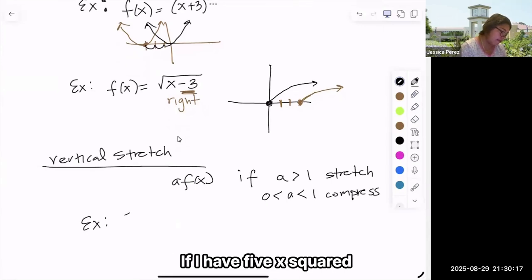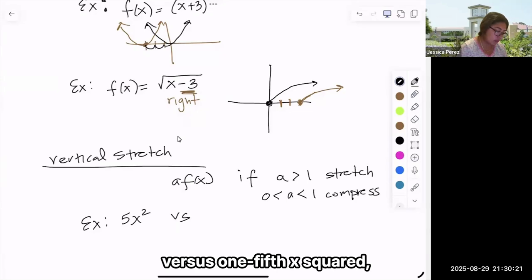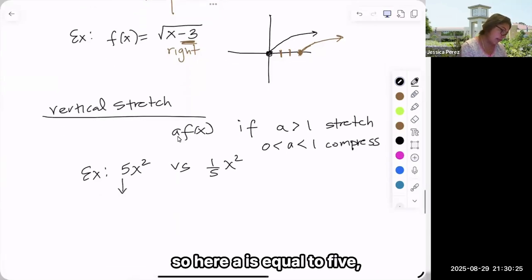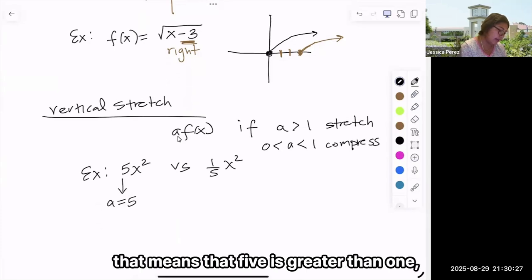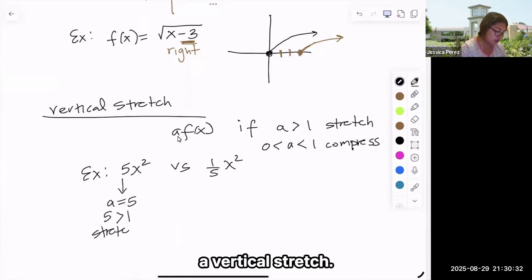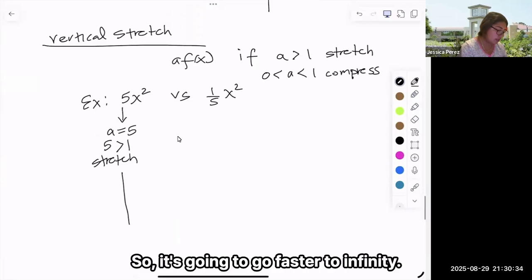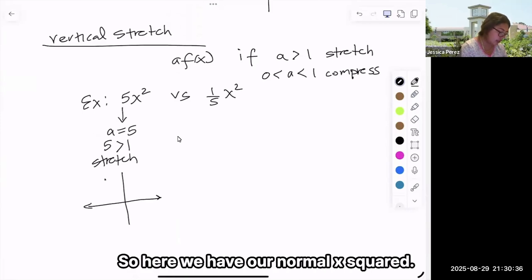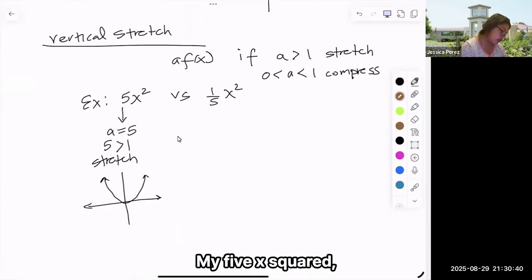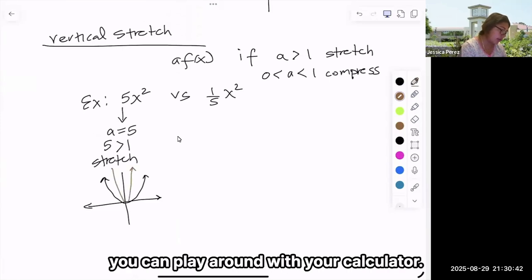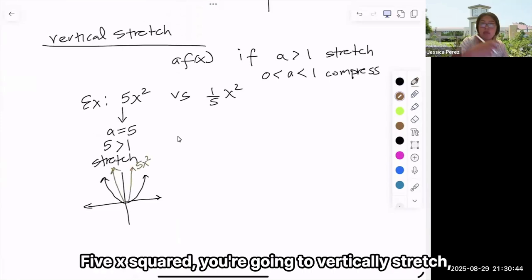If I have 5x squared versus 1/5 x squared. Here, a is equal to 5. That means that 5 is greater than 1. It's going to be a vertical stretch. So it's going to go faster to infinity. So here we have our normal x squared. My 5x squared, you can play around with your calculator. 5x squared, you're going to vertically stretch.